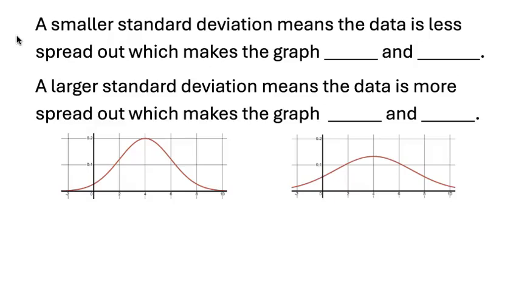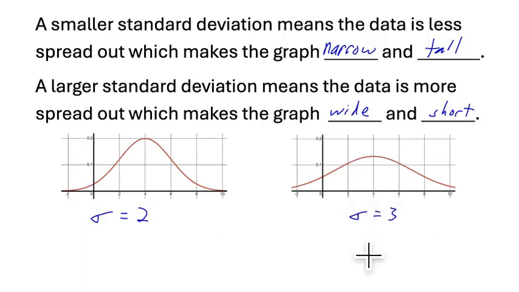A smaller standard deviation means the data is less spread out, which makes the graph narrow and tall. A larger standard deviation means the data is more spread out, which makes the graph wide and short. Both of these graphs have the same mean, but the first one has a standard deviation of 2, and the second one has a standard deviation of 3. Notice that the graph with the larger standard deviation is more spread out.